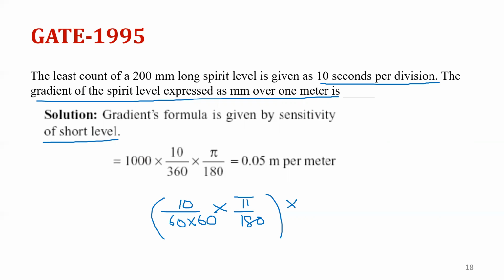So this is per meter, right? For 1000 mm, you have to calculate. For 1 meter, for 1 mm, this is the angle per division. And what is it on 1 meter length? That is 0.05 mm, 0.05 mm per meter length.